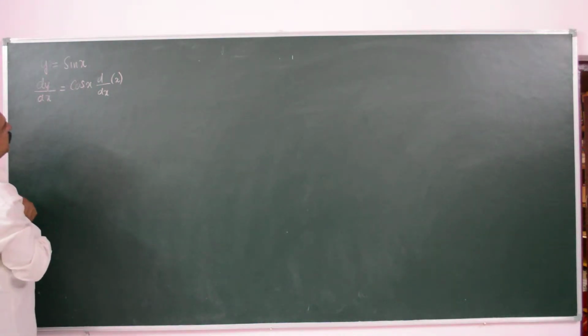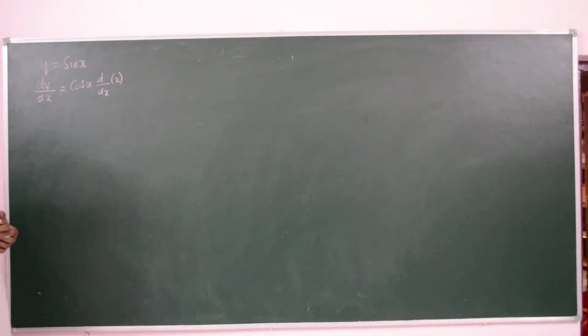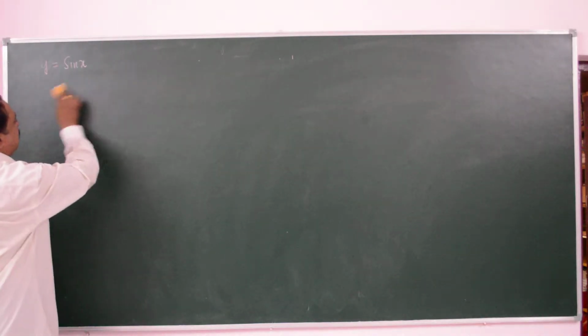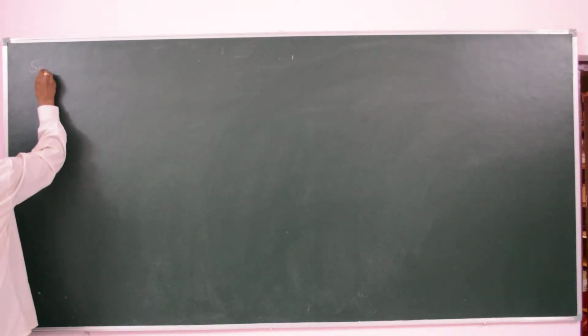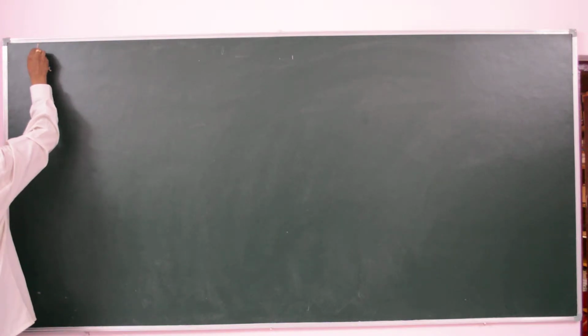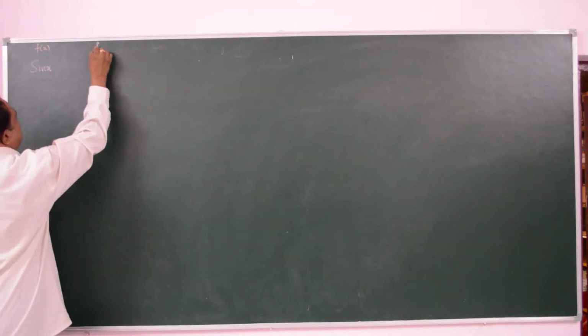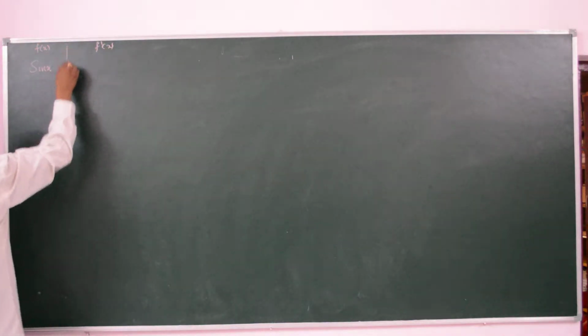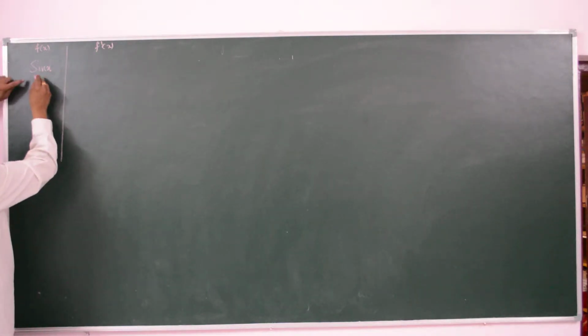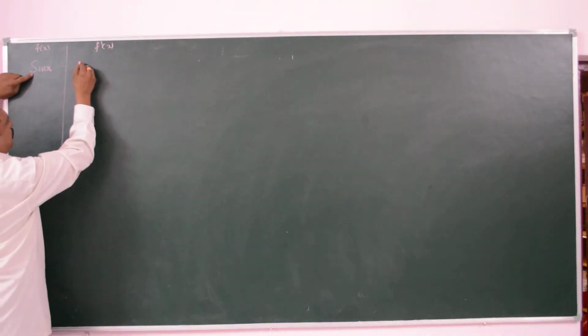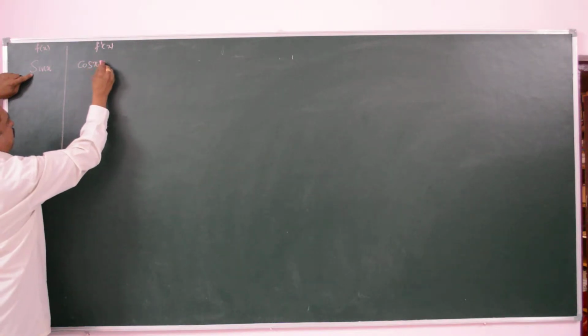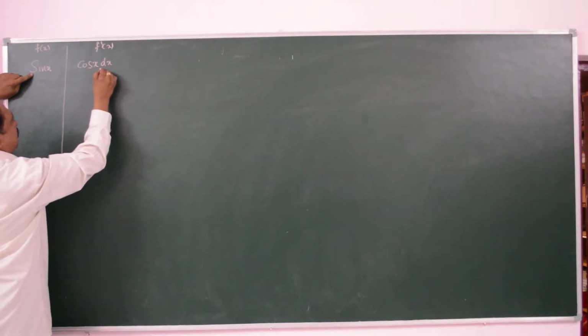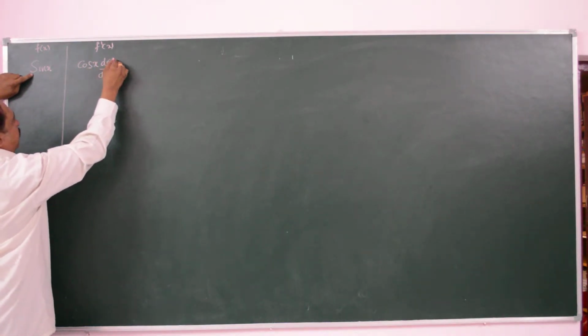So now what I will do is, I will write a list of all the standard functions with d by dx notation. Along with that, I will also write d by dx. This list is very important. This is f of x and this is f dash of x. If sin x is the function, then the differential coefficient of sin x is cos x into d by dx of x.